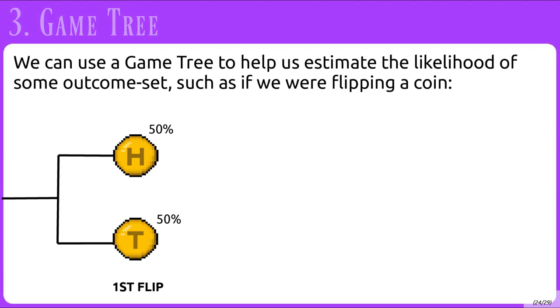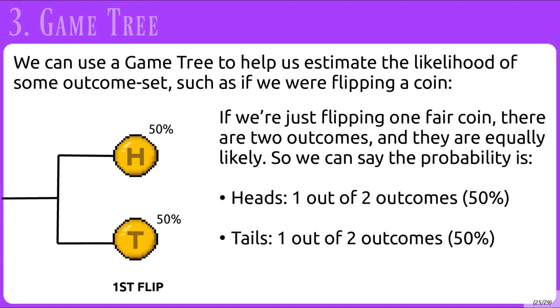Now let's look at game trees. We can use a game tree to help us estimate the likelihood of an outcome set, such as if we were flipping a coin again. If we are just flipping one fair coin, there are 2 outcomes, and they are equally likely. So we can say that the probability is, for heads, 1 out of 2 outcomes, or 50%, and for tails, 1 out of 2 outcomes, or 50%.